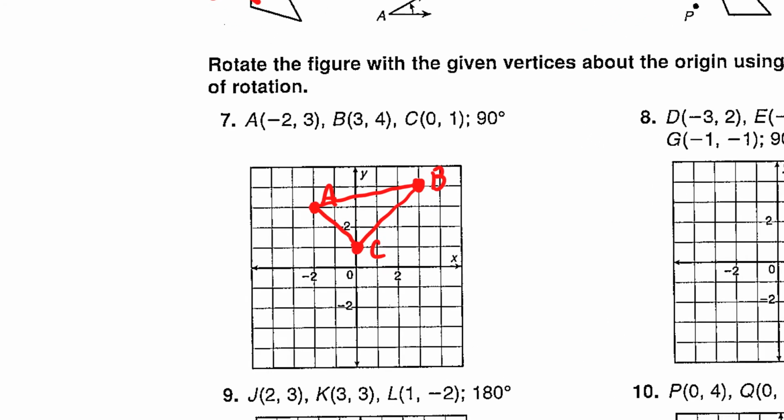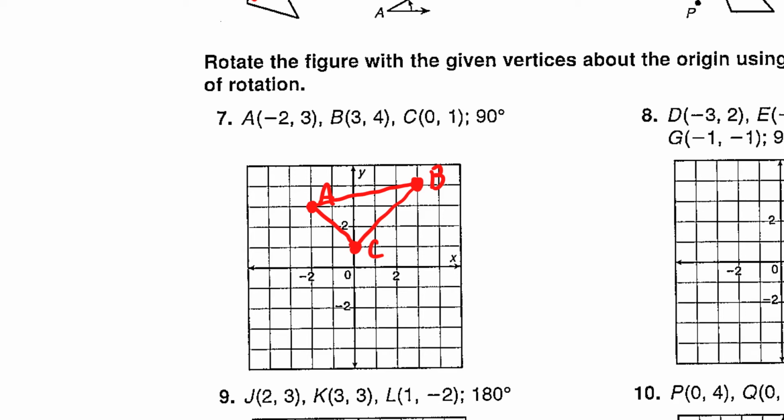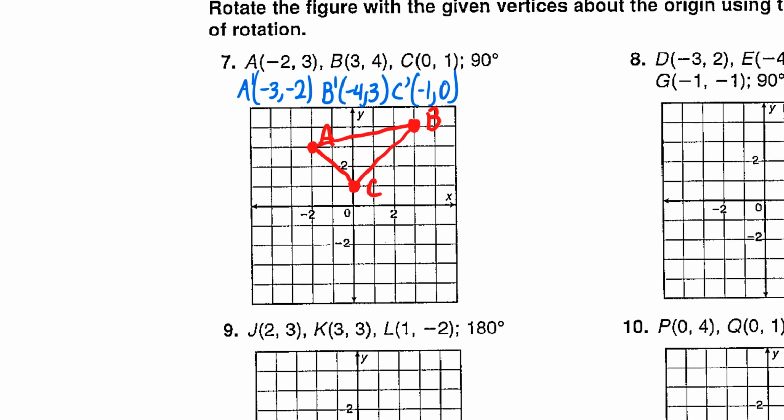Okay, now what's our rule on a 90-degree rotation? Change the sign on the y, then you flip them. We're not changing the sign on the x, and that's what's tempting to do here. But if I just change the sign on the y and flip them, what's it going to be? Negative 3, negative 2. Nothing is changing the negative on that x, so it stays negative 2. Okay? So B prime, what's that going to be? Negative 4, 3. And then C prime is going to be negative 1, 0.